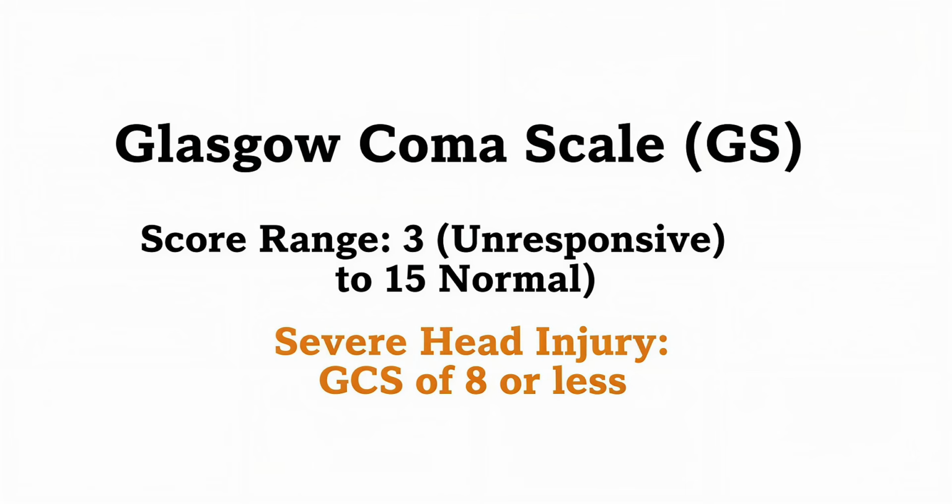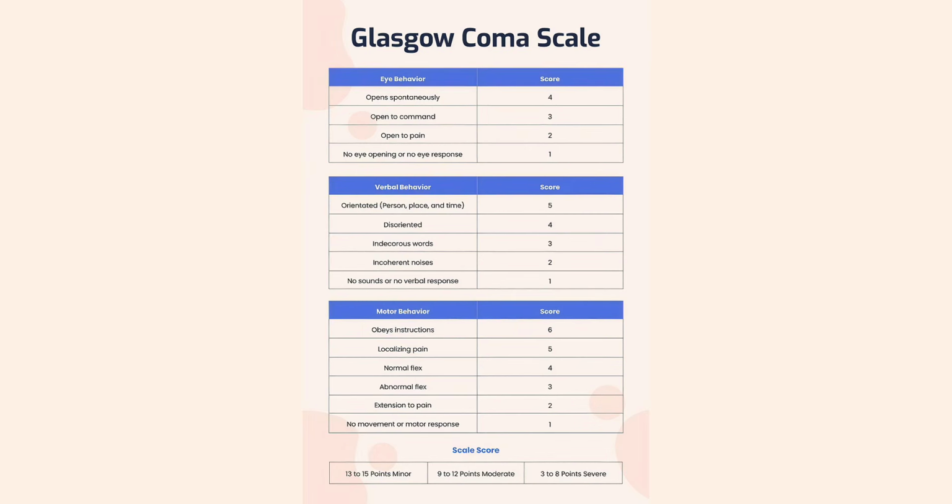To assess a patient's level of consciousness, we use the Glasgow Coma Scale, or GCS. This tool scores a patient's eye, verbal, and motor responses. A score of 15 is normal, and a score of 3 is completely unresponsive. A GCS of 8 or less typically indicates a severe head injury.